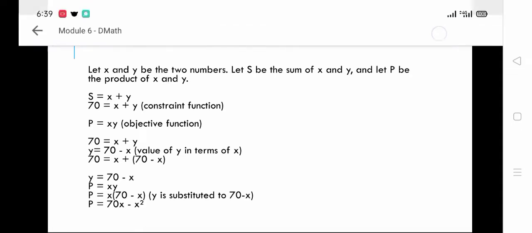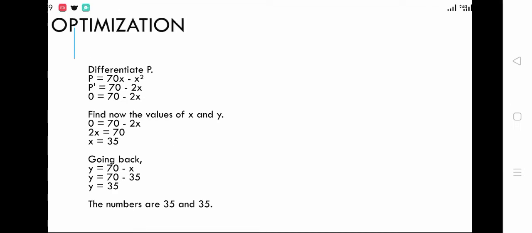Pupunta na tayo sa differentiating the variable. So, let's differentiate P. Ito na yung application of derivative. P is equal to 70x minus x squared. P prime is equal to 70 minus 2x. Ito na actually yung derivative niyan, yung P prime is equal to 70 minus 2x. Pero para magamit na natin siya, let's set the derivative to 0. So, since P prime is equal to 70 minus 2x, 0 is equal to 70 minus 2x.